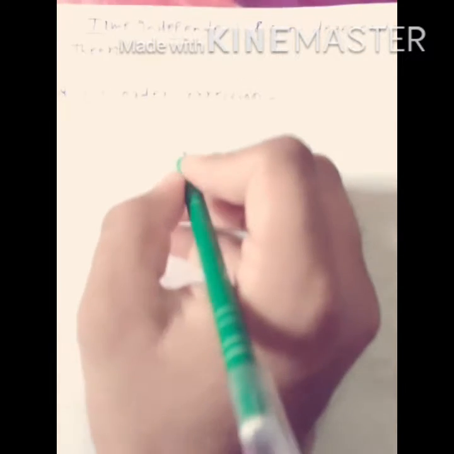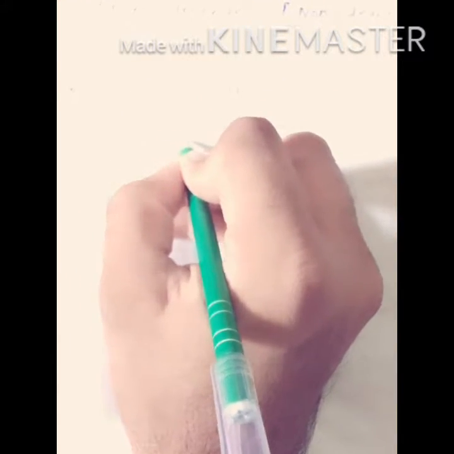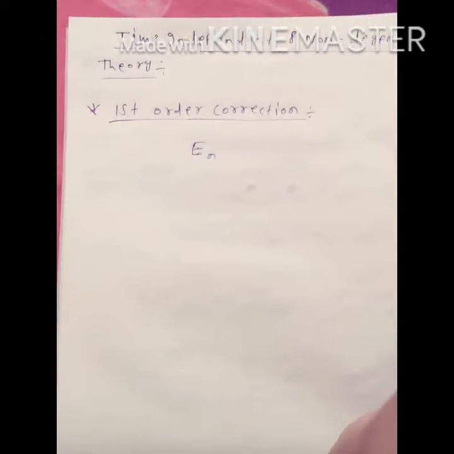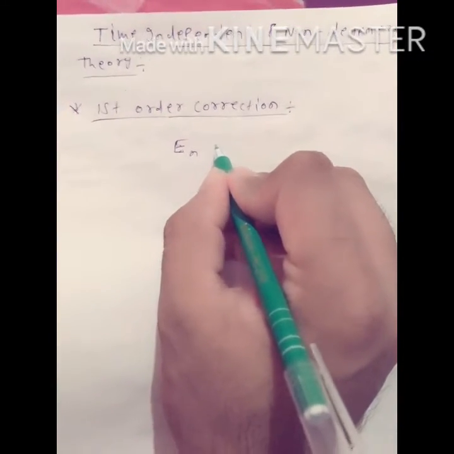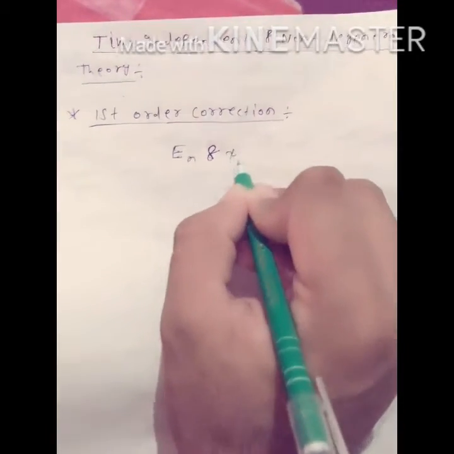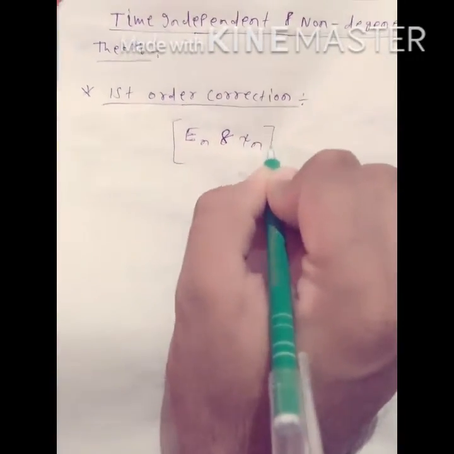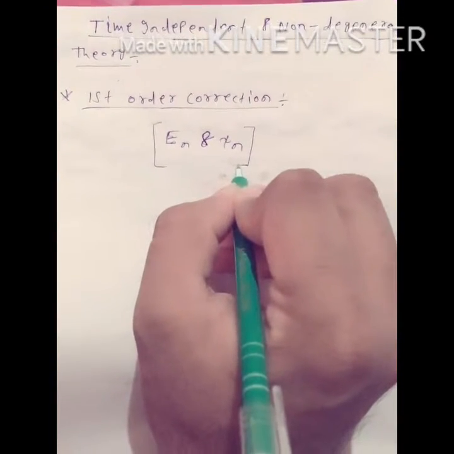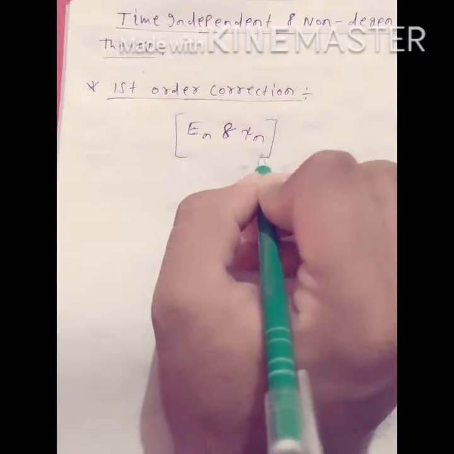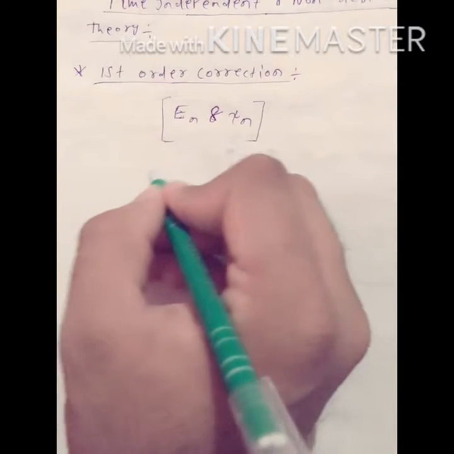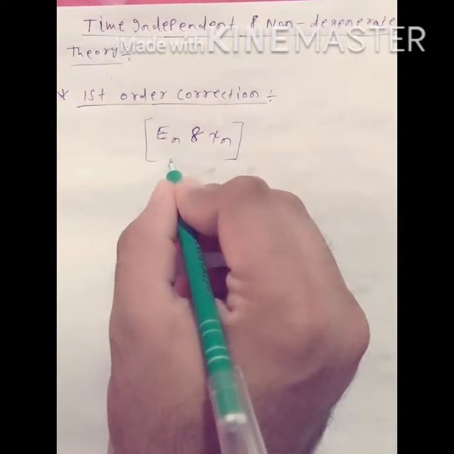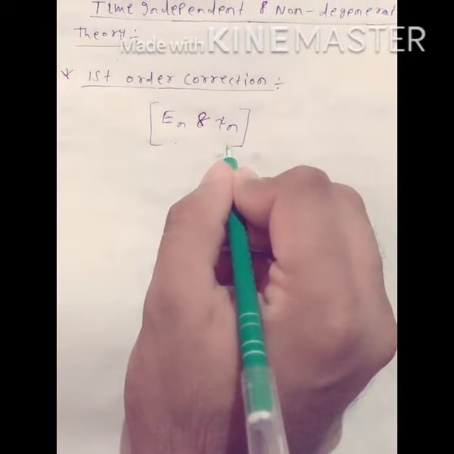And what is our aim? Our aim is to find out the energy eigenvalue En and eigenfunction psi n. This is our aim, to find out these two corrections in perturbation theory. So how can we establish the relation and find the energy eigenvalue and eigenfunction?